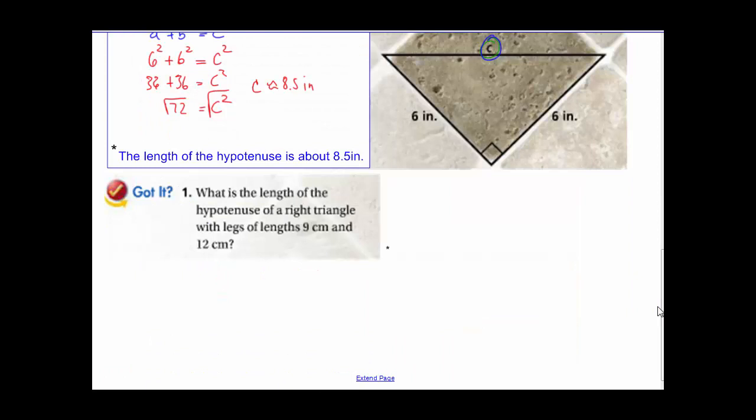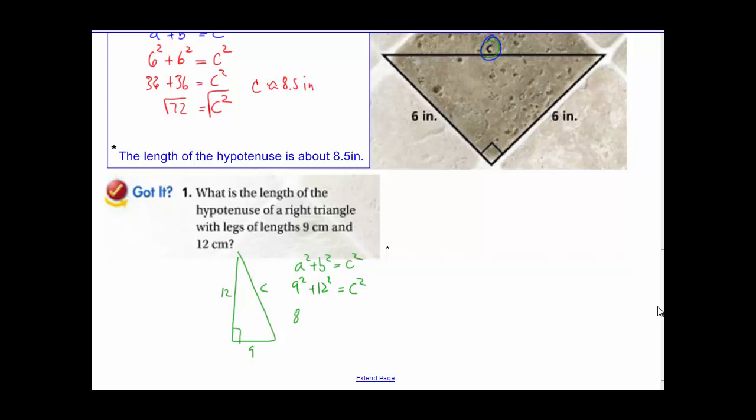Next one. What is the length of the hypotenuse in a right triangle with legs 9 and 12 centimeters? If we draw our handy-dandy right triangle, here we have the right angle, and let's put the smaller side at the bottom. So this is 9 centimeters, and we have 12, and we'll call this c again. Using the formula, a squared plus b squared equals c squared, we plug in 9 and 12. So we have 9 squared plus 12 squared equals c squared.